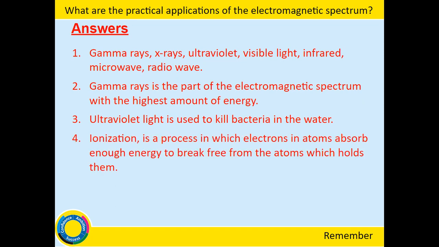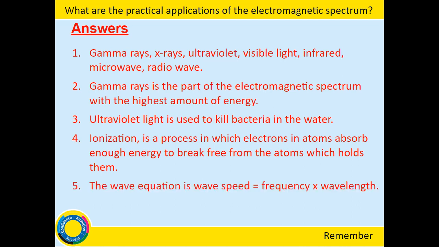Ionization, with a Z or with an S, is a process in which electrons in atoms absorb enough energy to break free from the atoms which hold them. And this is the reason gamma, X-rays, and ultraviolet waves are so dangerous to humans: because of this ionization process, it can cause mutations or cancers.